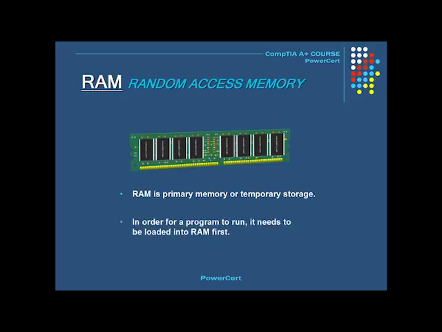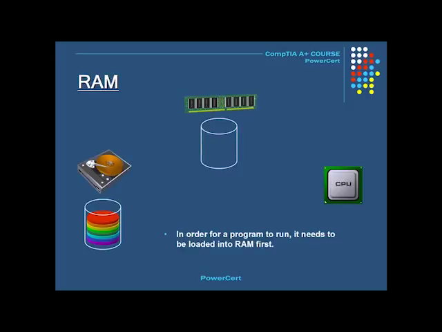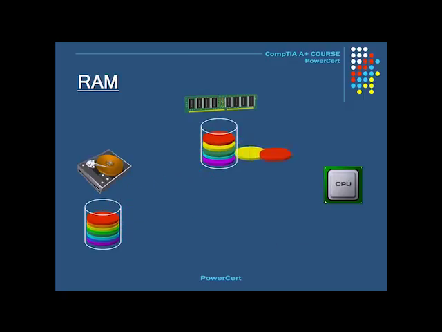The data or program is stored on the hard drive. Then from the hard drive, it is loaded into RAM. And once it's loaded into RAM, the CPU can now access the data or run the program.